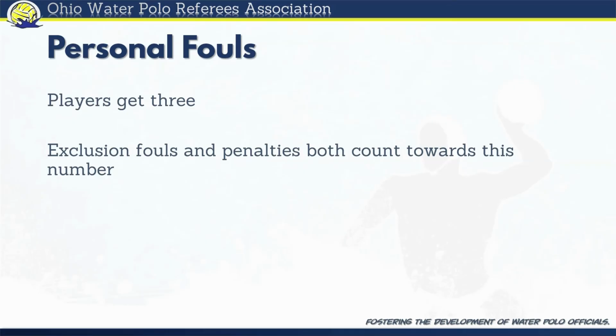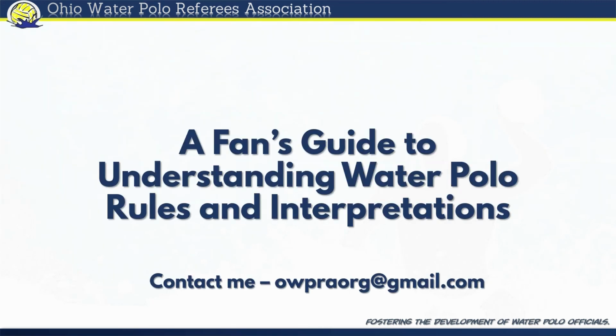For personal fouls, players get 3, and then they're fouled out. Exclusion fouls and penalties, both of those count towards that number, right? So penalties, exclusion fouls, if you're one of those people that might be keeping score, the scorekeeper at the table, both of those count, right? And once a player gets 3, he or she gets red flagged and cannot participate in the rest of the game. So that's a pretty basic synopsis of the different fouls, ordinaries, and personal fouls, exclusions, penalties that you're going to see in a game.